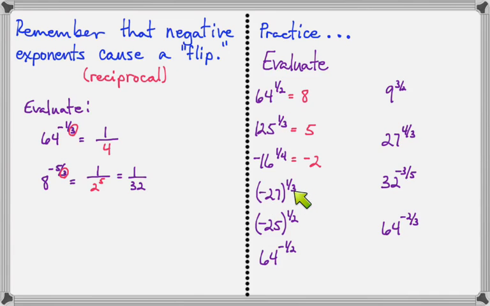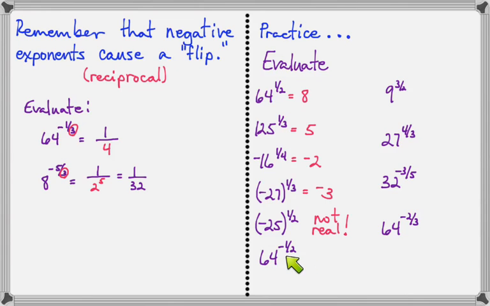Okay, here is the third root of negative 27. So I'm looking for something that when I raise it to the third power, it gives me negative 27. Well, that would need to be negative 3. Okay, here I'm looking for the square root of negative 25, or something that when I raise it to the second power, I get a negative 25. And of course that number is not real, because anything to the second power would be a positive, not a negative.